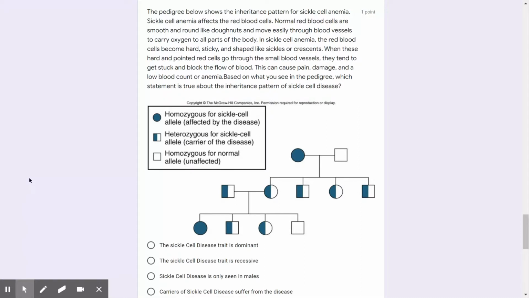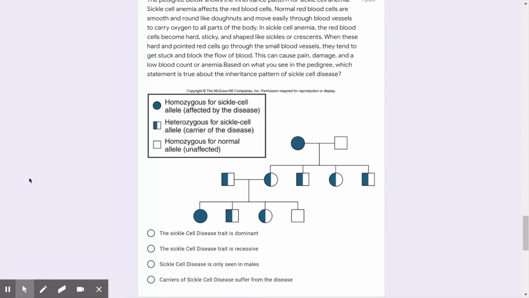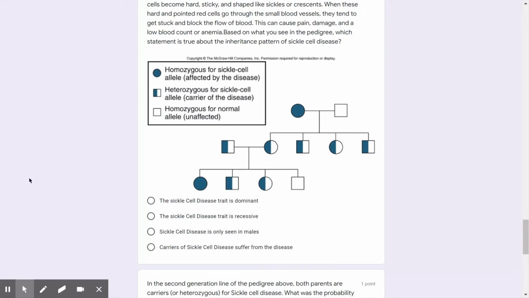In sickle cell anemia, the red blood cells become hard, sticky, and shaped like sickles or crescents. When these hard and pointed red cells go through the small blood vessels, they tend to get stuck and block the flow of blood. This can cause pain, damage, and a low blood count or anemia. Based on what you see in the pedigree, which statement is true about the inheritance pattern of sickle cell disease?